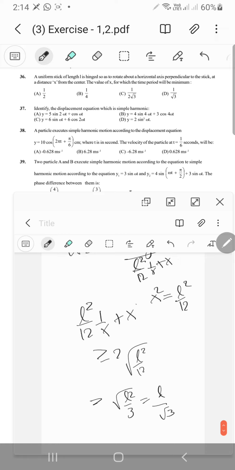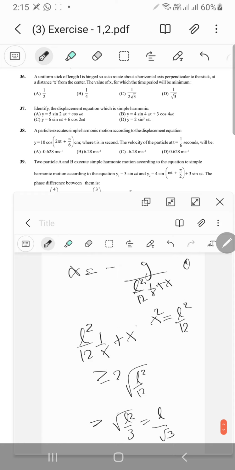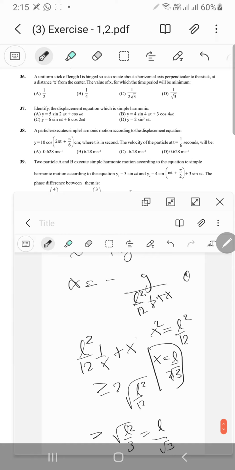Okay. 2 square root of... okay, did I just miss something? Nah, it's correct. It's pretty correct. This is also L by square root 3, and that is also L by square root... no, L by 2 square root 3. So x would be L by 2 square root 3. That's when this happens. So it's of length 1. So L is 1. Should be 1 by 2 square root 3.